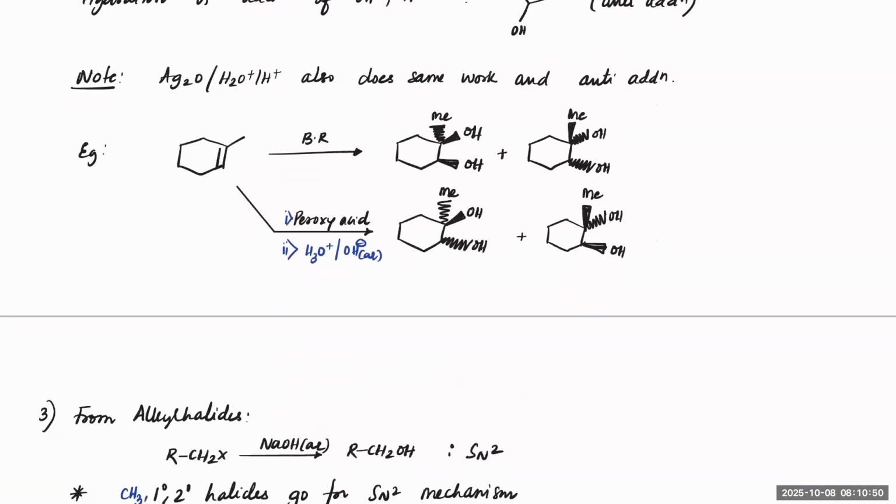With Baeyer's reagent, both OH should be on the same side. You can see that you will get a racemic mixture with both OH on the same side. With peroxy acids, both OH should be on opposite sides.